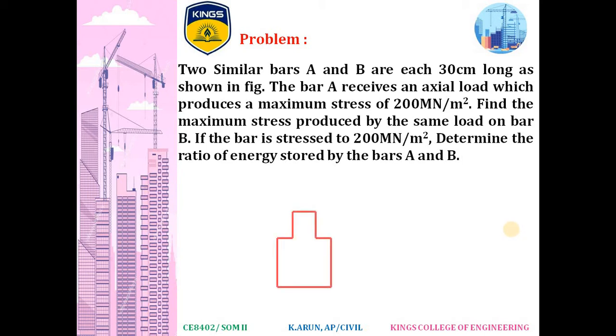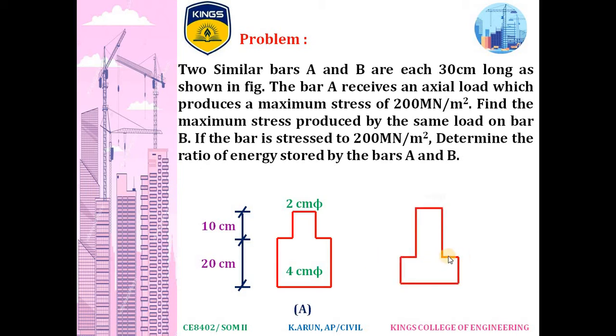So we can see the diagram here. They have given two bars A and B. This is bar A. It is 4 cm in diameter and 2 cm in diameter. The 2 cm diameter portion is 10 cm long, and the 4 cm diameter portion is 20 cm long. This is bar A and this is bar B. Here again the upper portion is 2 cm in diameter and the bottom portion is 4 cm in diameter. The length of the 2 cm diameter portion is 20 cm and the bottom portion of 4 cm diameter is 10 cm. So this is bar B.